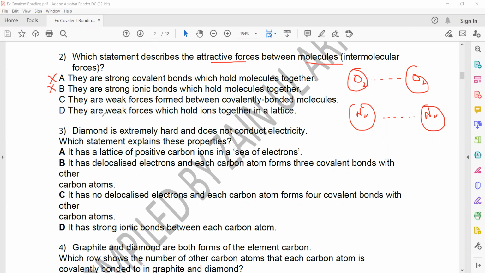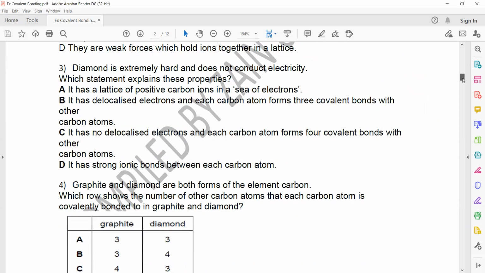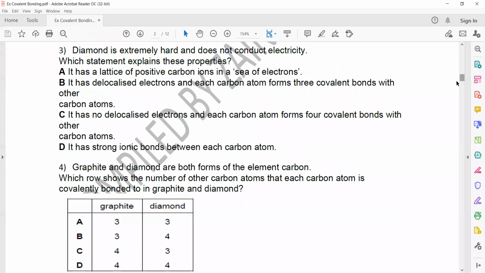But what about statement D? Statement D says they are weak forces which hold the ions together. But in a molecule, in a covalent substance, we don't have ions. So that statement is wrong. That's why C is the right statement. In question 3, diamond is extremely hard and does not conduct electricity.